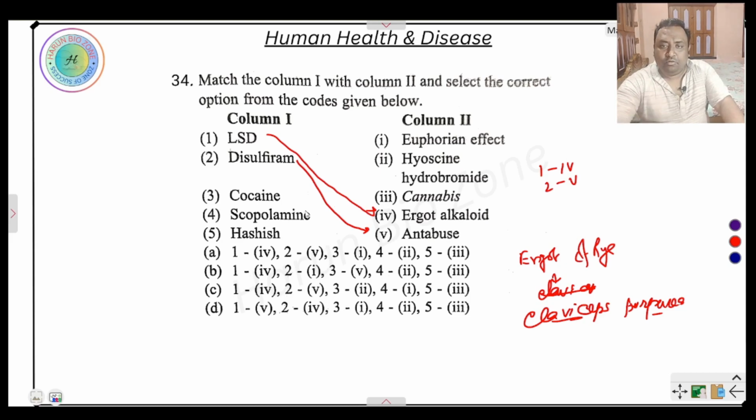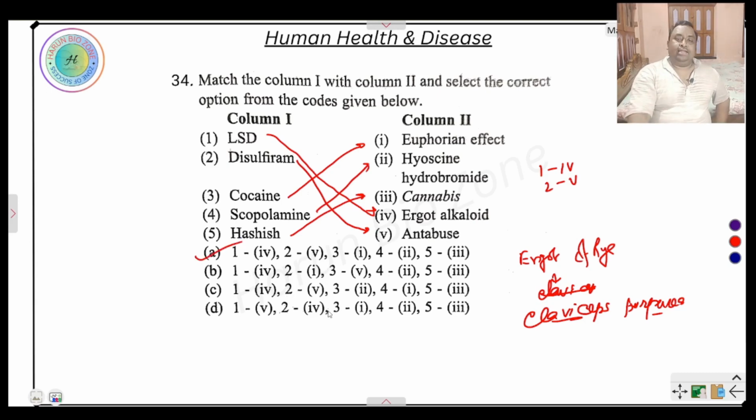Cocaine has a euphoric effect. Euphoric means when the mind becomes full of joy and happiness. After taking the drug, the mind becomes full of joy or happiness. This is called the euphoric effect. Scopolamine is hyoscine hydrobromide, and hashish comes from Cannabis sativa, also marijuana.